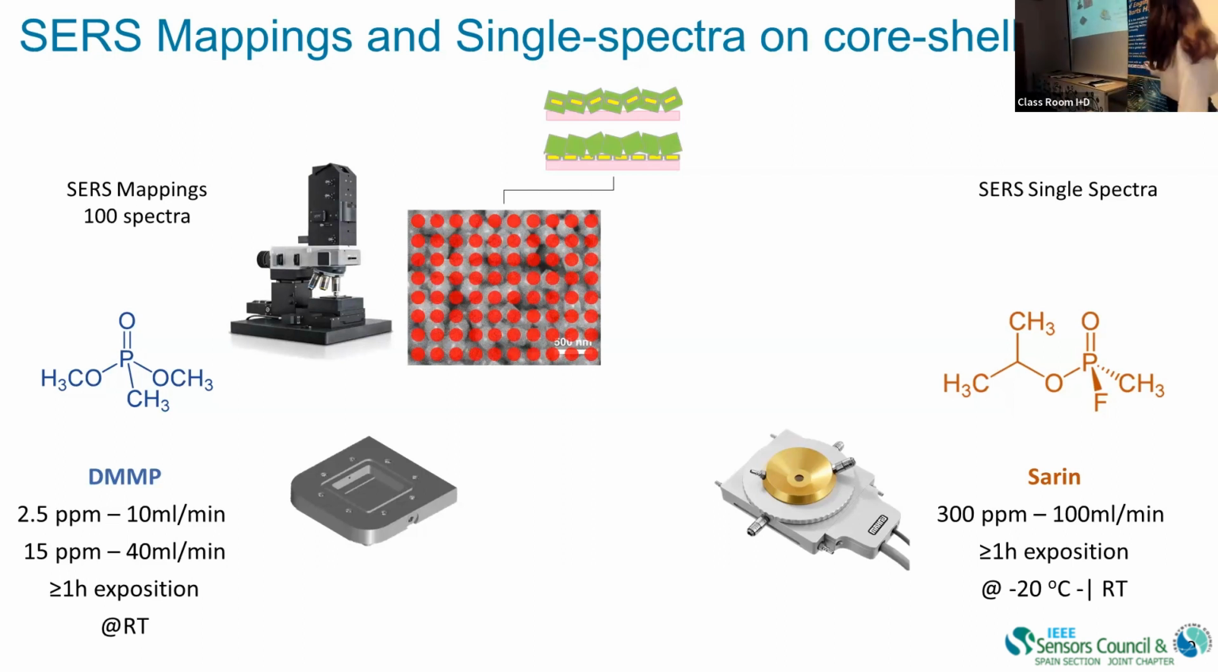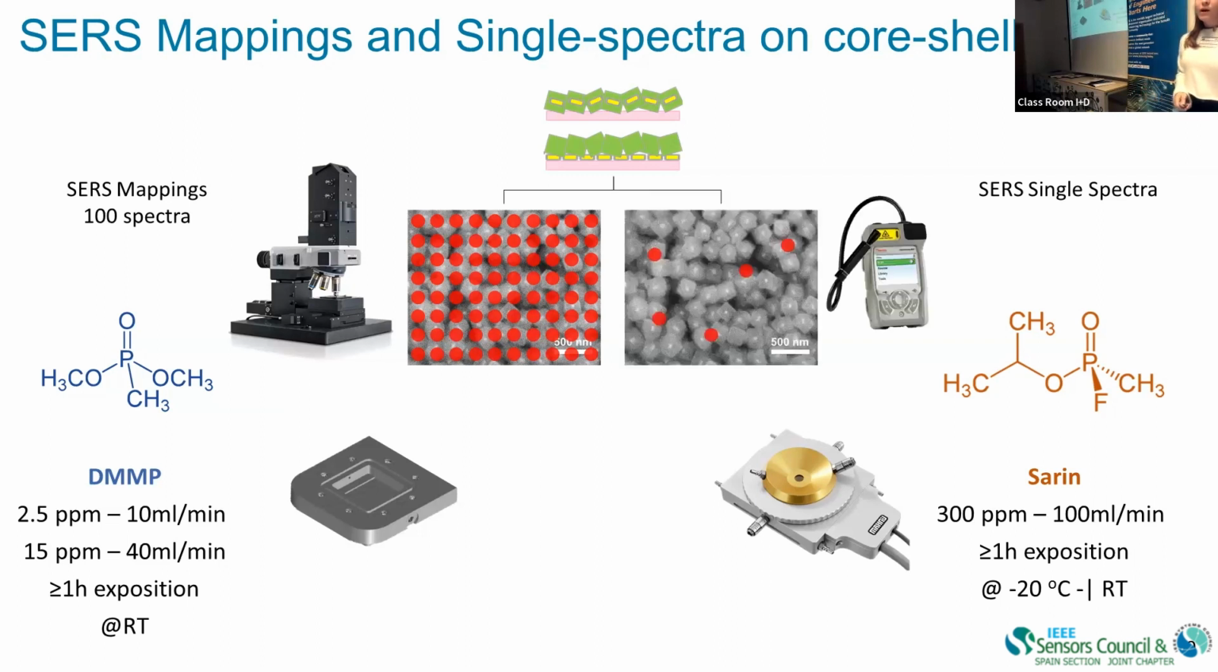And for the sarin, we used higher concentrations and higher flux, especially higher flux because of the type of cell. We use this special cell so we could go to low temperatures such as -20 degrees. And we also went for room temperature analysis. And in this case, we used not a benchtop equipment. We went for a portable equipment that has lower capabilities in comparison to the benchtop equipment, but it's still very useful. So in this case, since we didn't have the benchtop equipment, we did single spectra analysis.